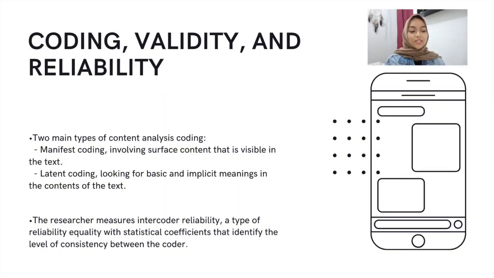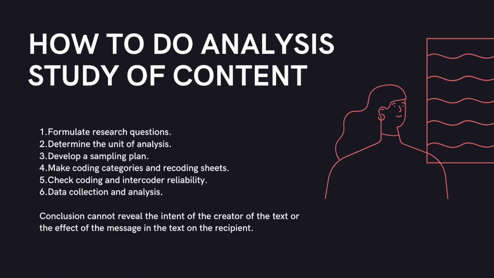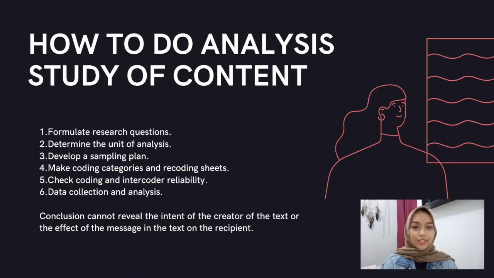Next is coding validity and reliability. There are two main types of content analysis coding. The first one is manifest coding, involving surface content that is visible in the text, and the second one is latent coding, looking for basic and implicit meanings in the contents of the text. The researchers measure intercoder reliability, a type of reliability with statistical coefficients that identify the level of consistency between the coders.